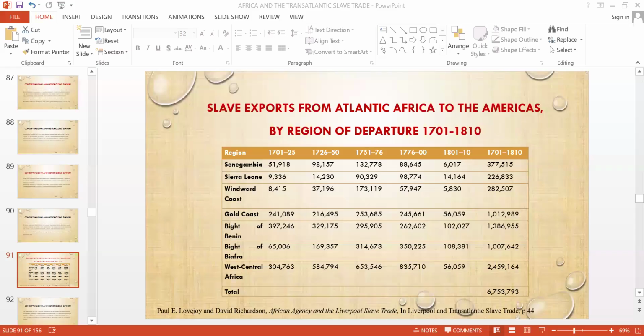I've told you how, after the abolition in the 19th century, many of these firms and companies reinvested this wealth into several enterprises.